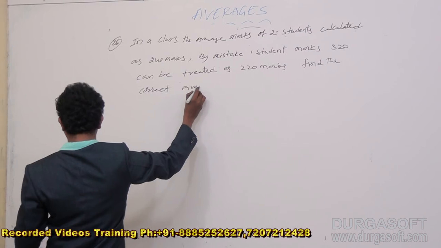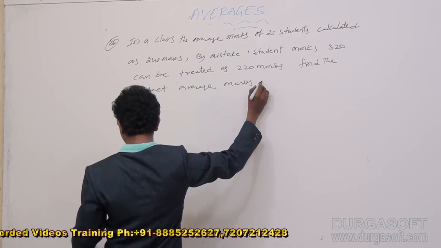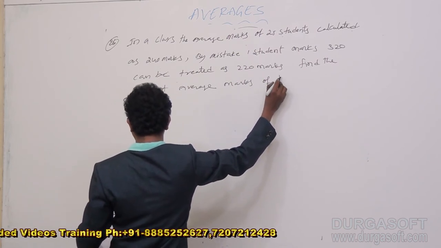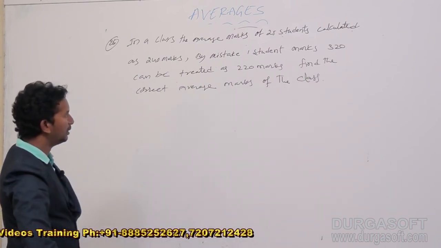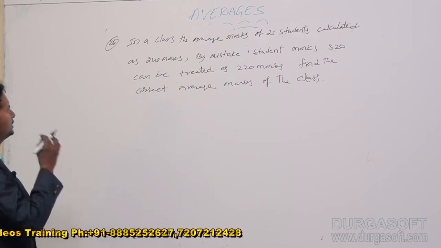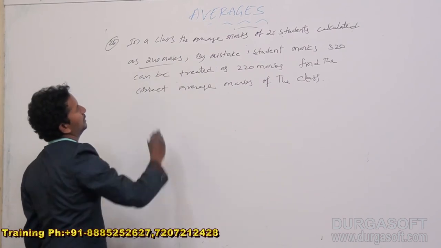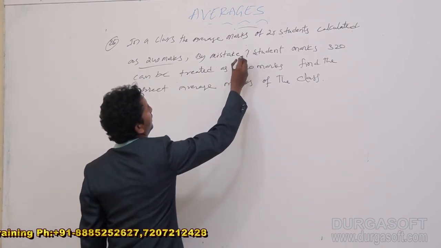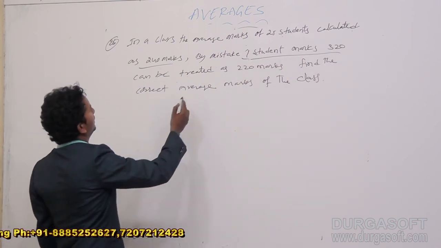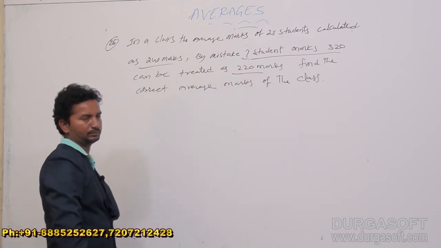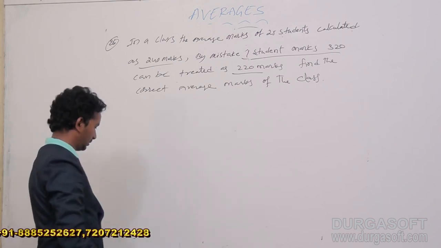Find the correct average marks of the class. In a class, the marks of 25 students total 240. By mistake, one student's 320 marks were treated as 220 marks. Then find the correct average of the class.